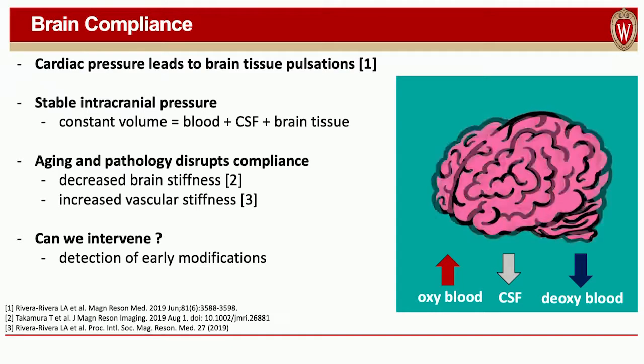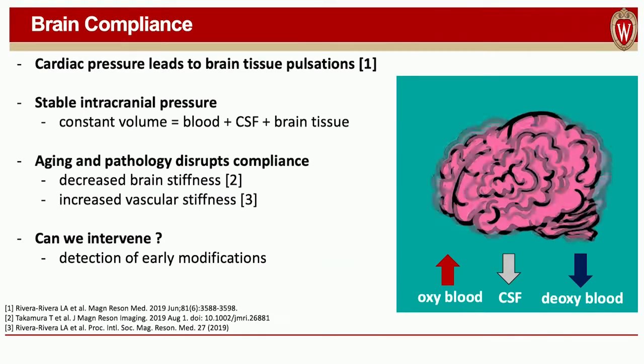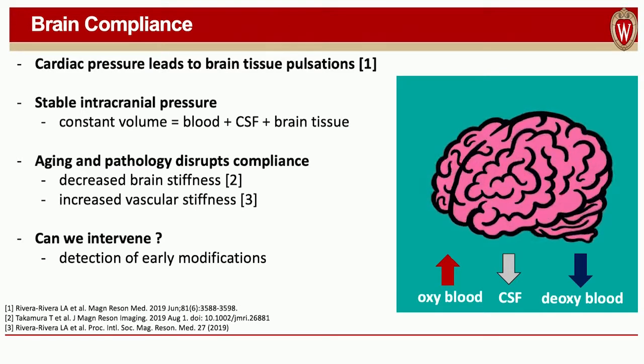So as cardiac pressure gets into the brain, it pulsates, and brain compliance steps in to maintain a stable intracranial pressure. The volume inside the skull is constant, so there is a dynamic interplay between blood, CSF, and brain tissue. However, as we get older or with pathology, this system is disrupted. For example, brain stiffness decreases and vascular stiffness increases, so we ask ourselves what we can do to detect this modification early so we can intervene.